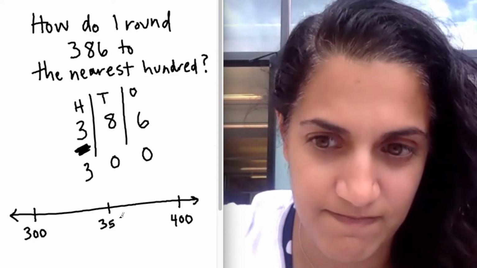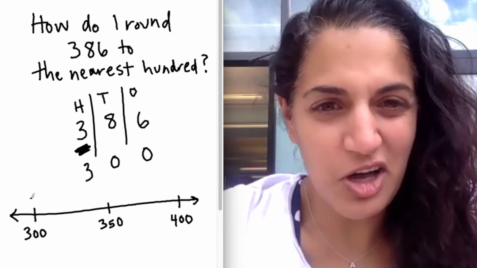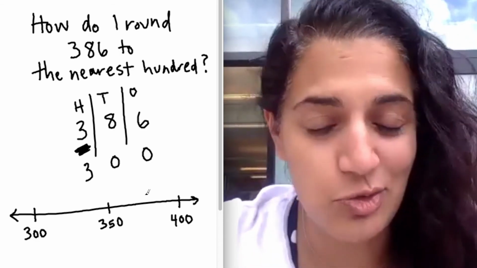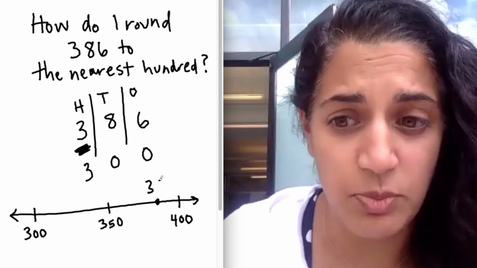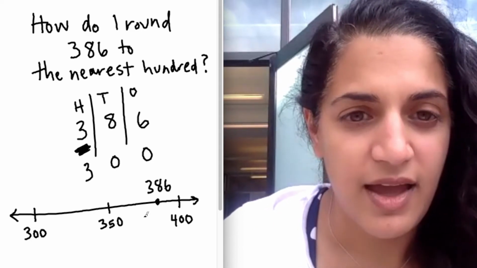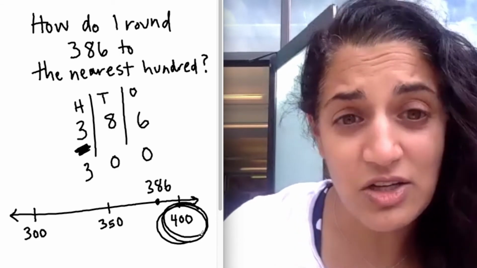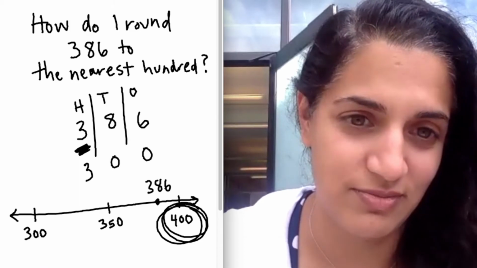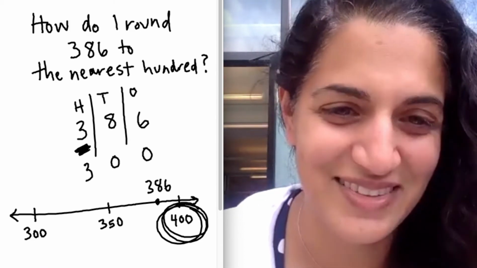Now I have to think about, where does my number go? 386 is after 350, so I'm going to put it on the right-hand side of my number line. And that shows me that it's closer to 400. So 386 rounds to 400. Awesome! Thank you so much. That was so cool.